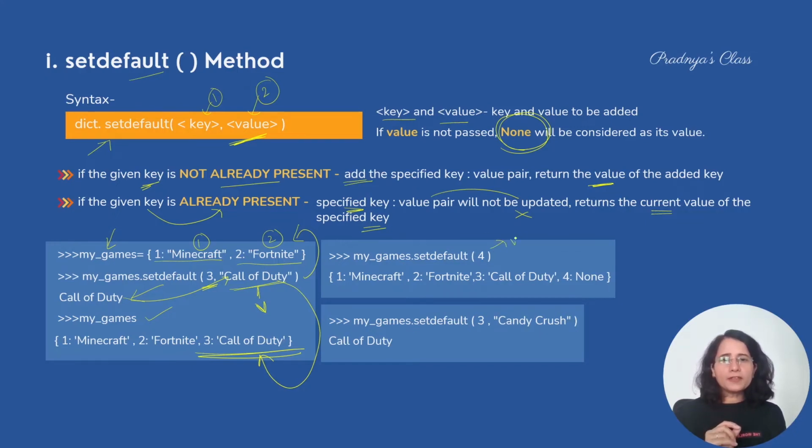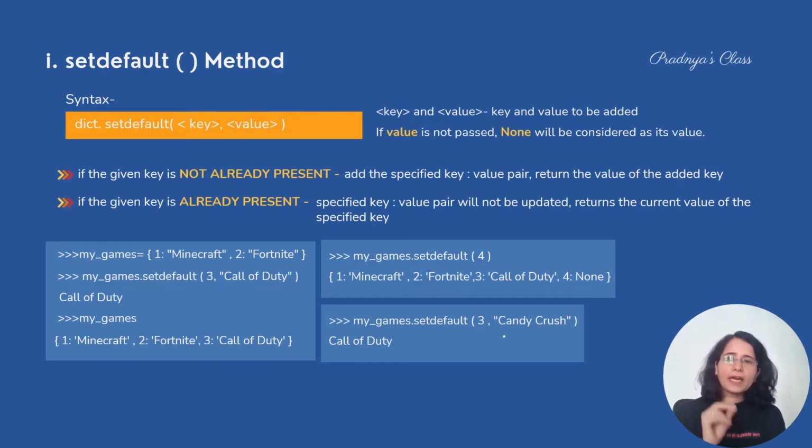If you miss the value argument of the setdefault method, it will take it as None. In the third example, I am trying to add one element to the dictionary with an existing key. You can see here the 3 is already there in the dictionary. If I try to add it, the element will not get added and it will give the value of the current key. So the current key is 3 and the value of that will get printed and the specified item will not get added in the dictionary.